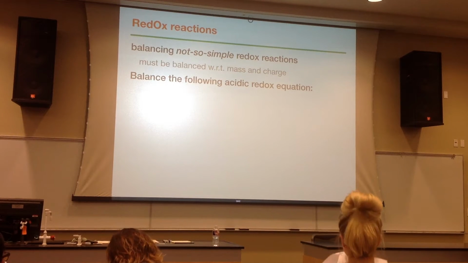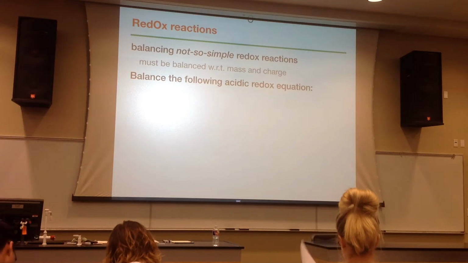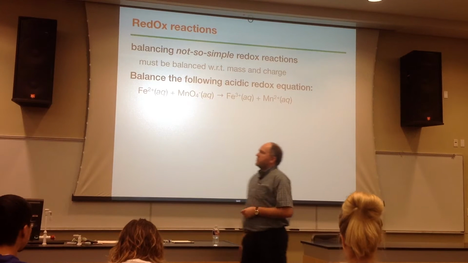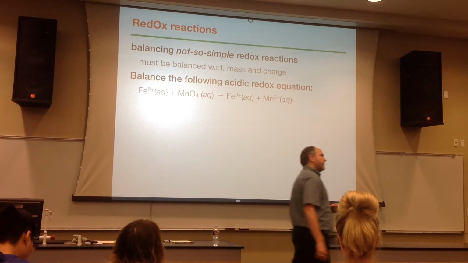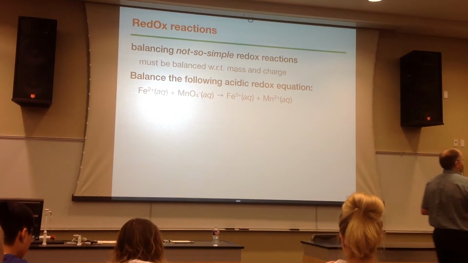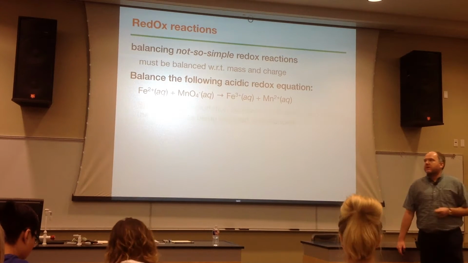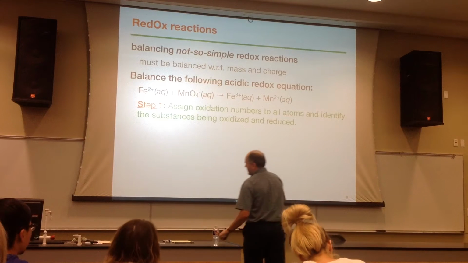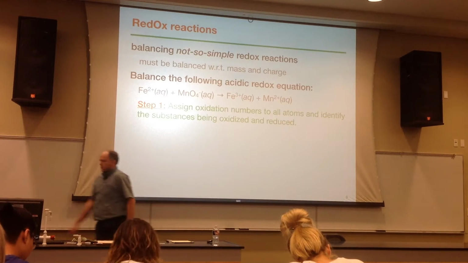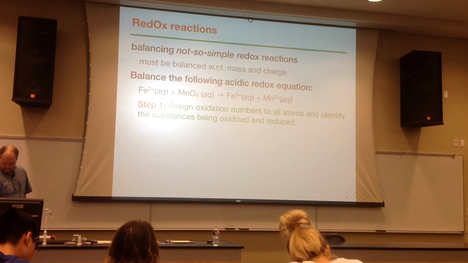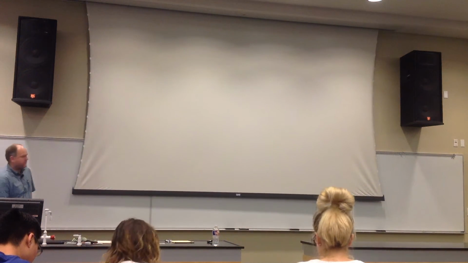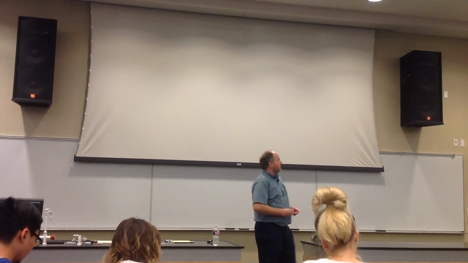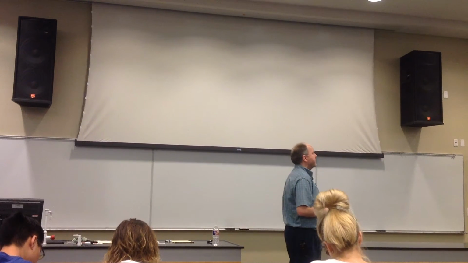Let's do it. Let's work through one of these for an acidic condition, an acidic solution. Okay. We have iron 2 plus permanganate to give me iron 3 plus manganese 2 plus. My first step is to assign oxidation numbers to all my atoms and identify the substances being oxidized and reduced. Well, iron, I'm going to have iron 2 plus and iron 3 plus.